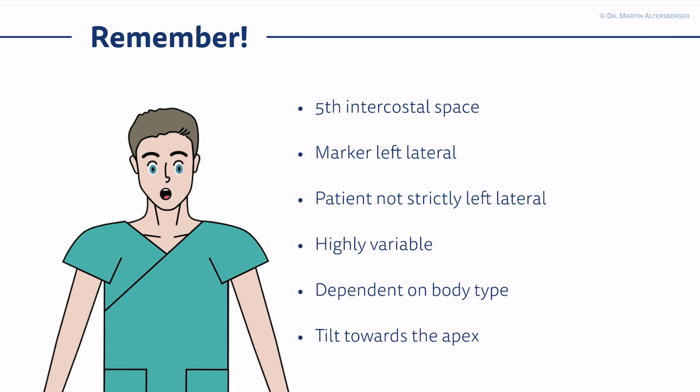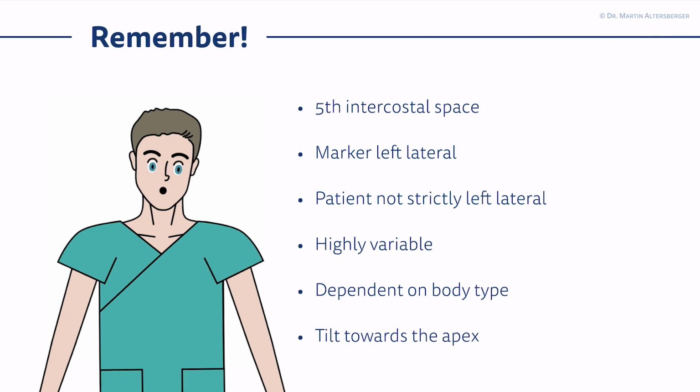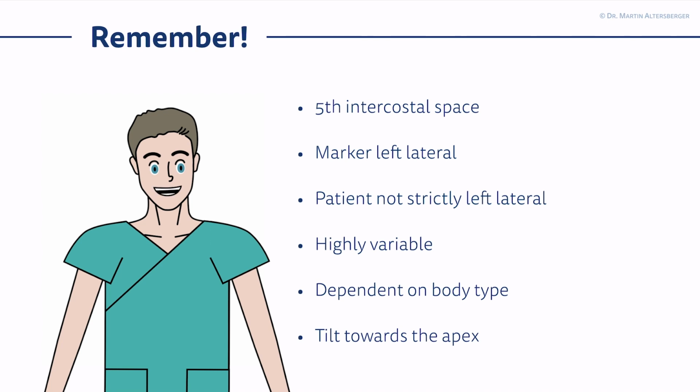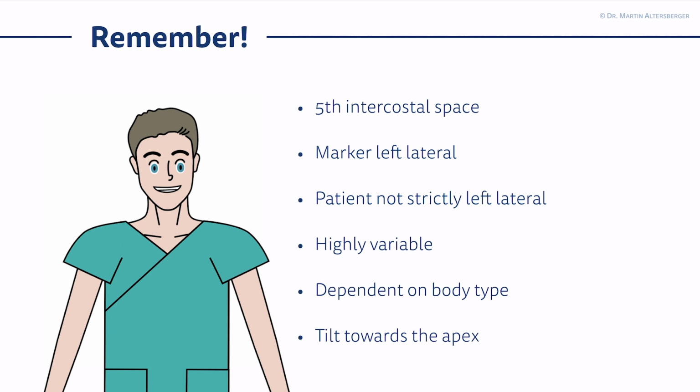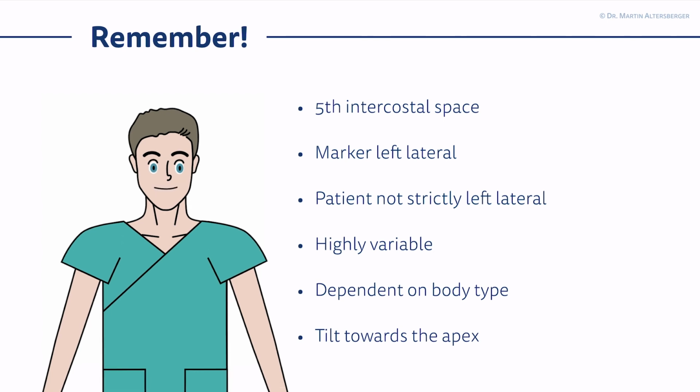The marker should point in the cardiac preset to the left lateral of the patient. Compared to the parasternal views, the patient shouldn't be strictly in the left lateral position, because you need a little bit more space for the transducer on the lateral side. Alternatively, you can just remove a part so that you can scan better, but in our Echo Lab, we simply do not place the patient strictly left lateral. The view overall is, as I said, highly variable. It is highly dependent on the body type, and of course you should tilt the transducer towards the left ventricular apex to actually find the 4-chamber view.